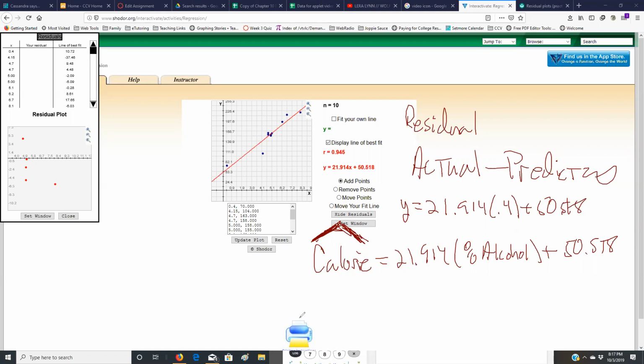So that's how you use this applet to get your line of best fit. To have it draw the scatter plot, you can certainly screen capture that. And then do the residual plot, right? I got the residual plot by hide residuals, show residuals. So hopefully this will help you meet that learning target for me. I think this video is long enough.